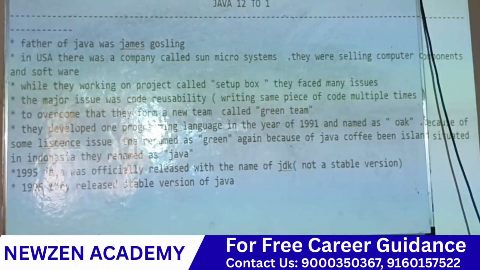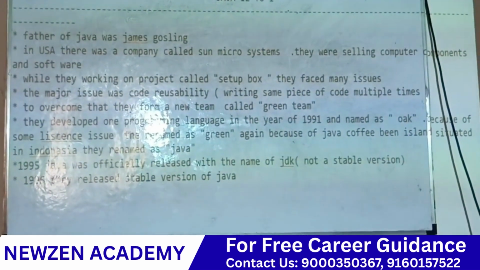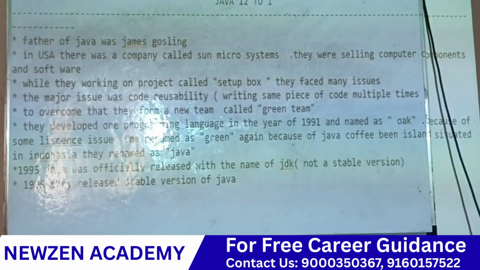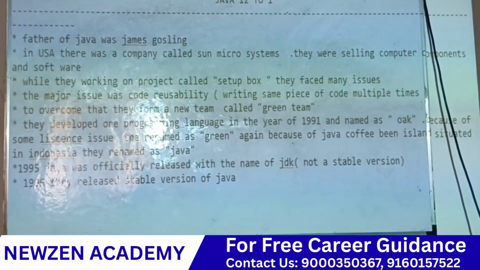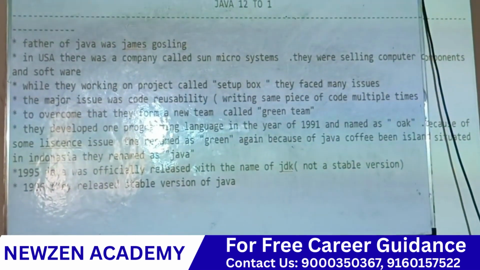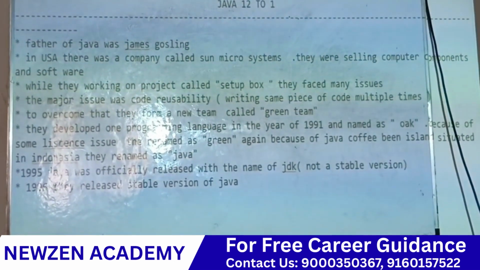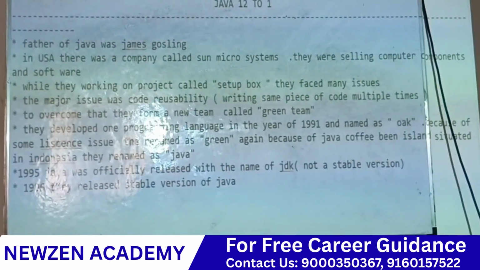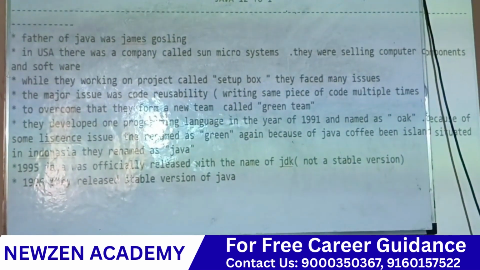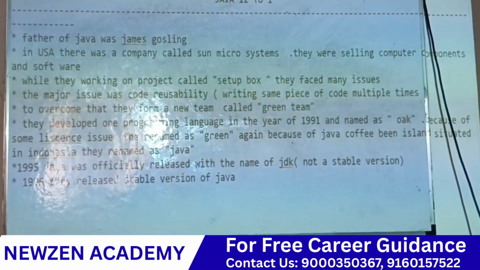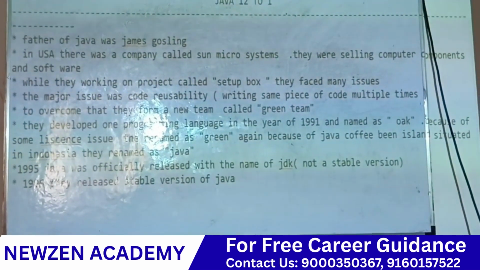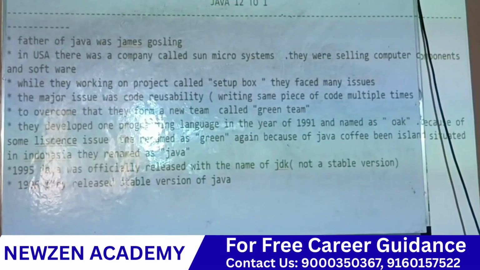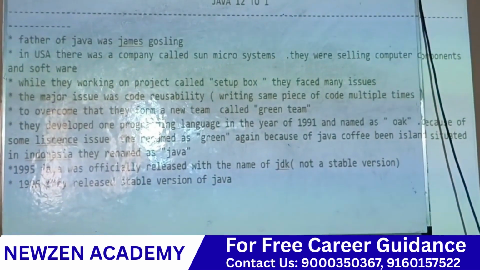In that set-top box project, they faced so many issues. What is the major issue? Code reusability, which is writing the same piece of code multiple times. So they decided to develop a new programming language. They formed a team called Green Team and developed a programming language in 1991, named Oak. Oak is a tree name. After a license issue, they renamed it Green. And because of the Java Coffee Bean island in Indonesia, they renamed it Java.